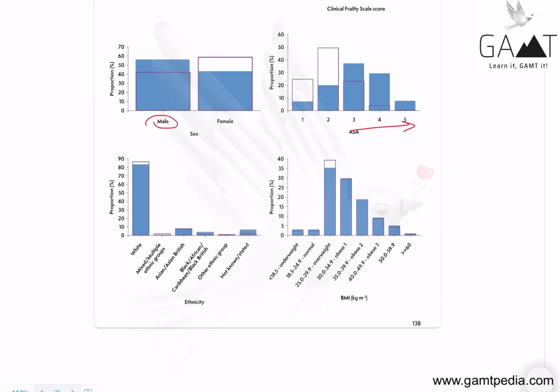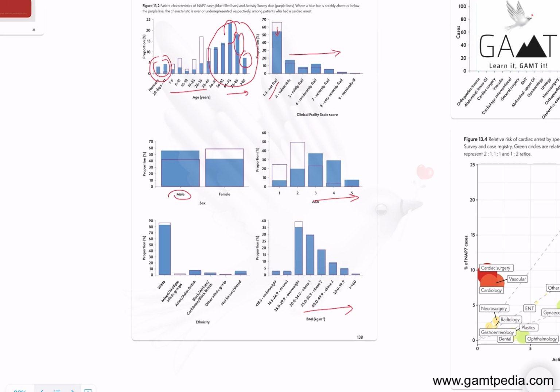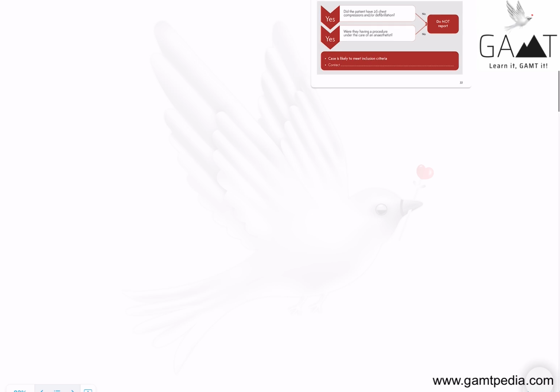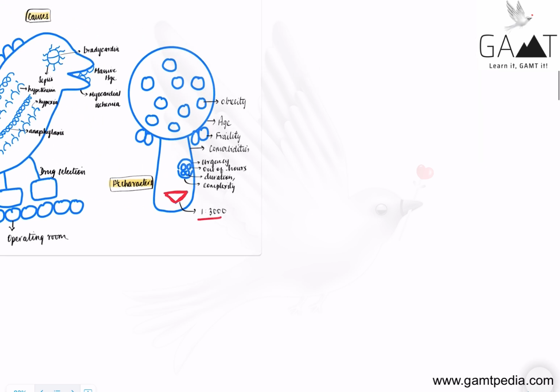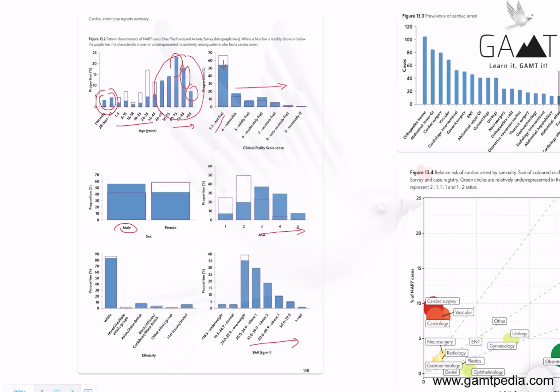When you look at the ethnicity, there isn't much difference. And again, the BMI: the higher you go, the higher the incidence of cardiac arrest. So these are the things that we saw earlier in the GAMT: the age, the frailty, the presence of comorbidities, obesity. These are the patient characteristics that have a high chance of having a perioperative cardiac arrest.